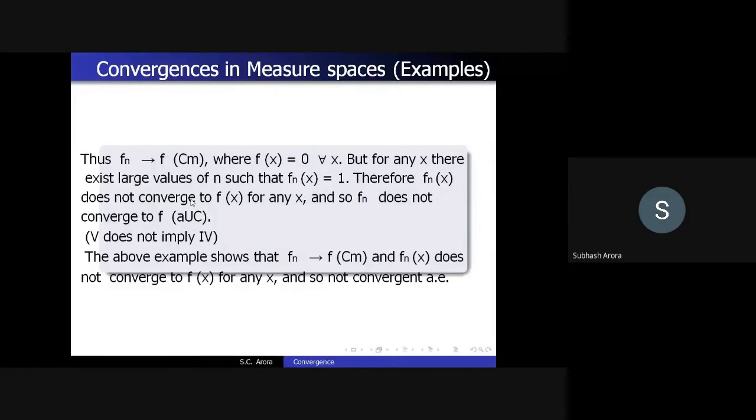But for any x, there exists a large value of n such that Fn(x) is equal to 1. Therefore, Fn(x) does not converge to F(x) for any x, because F(x) is going to be equal to 0. And so Fn does not converge to F almost everywhere. So the fifth does not imply the fourth. The above example shows that Fn converges to F in measure, and Fn(x) does not converge to F(x) for any x. So it is not convergent almost everywhere.